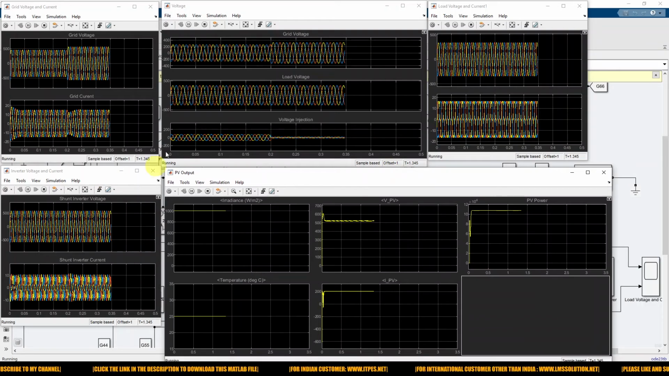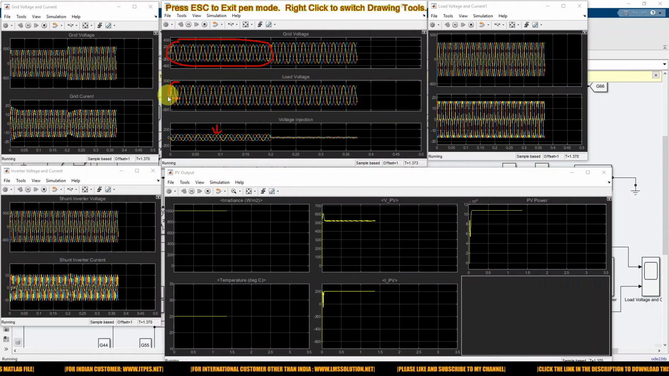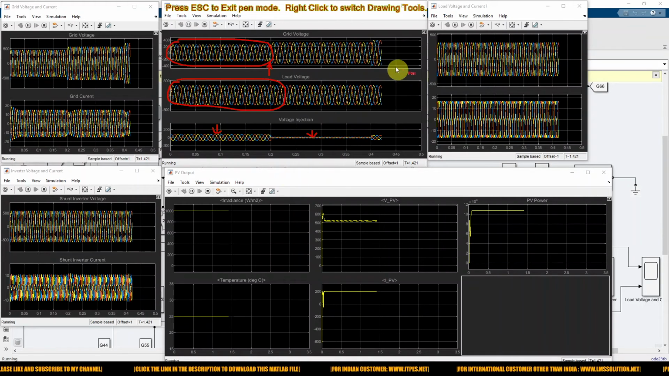So here you can see that the sag will occur, right? Because of the sag, what happened? The series converter is injecting voltage into the system in order to maintain the load voltage at the rated value, right? So here the sag will be removed from the grid side, and the system will come to normal. That's why the shunt converter is not injecting voltage into the system.